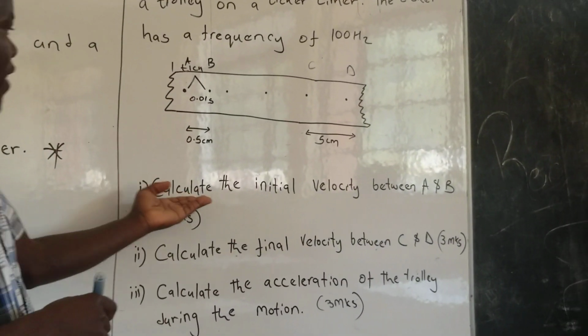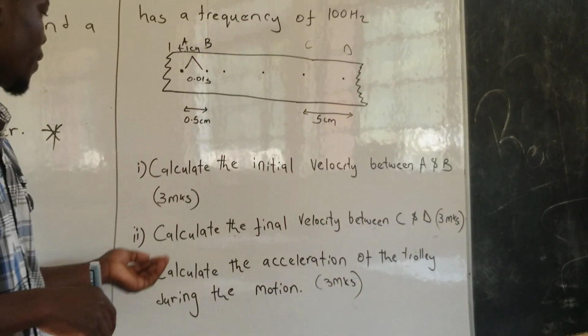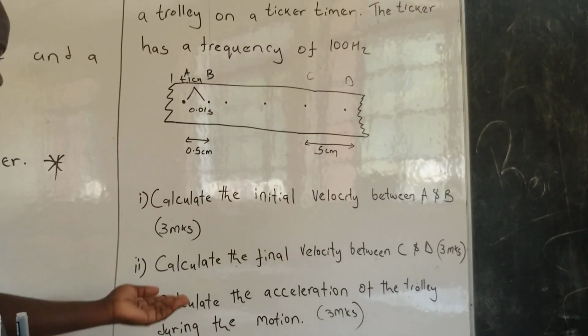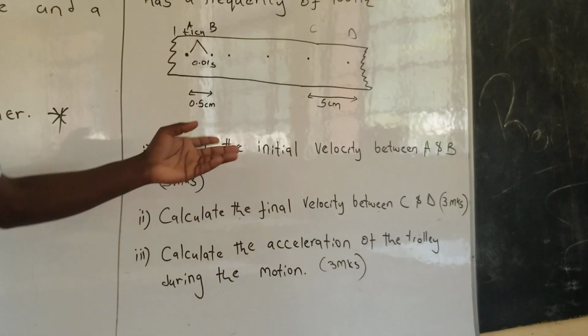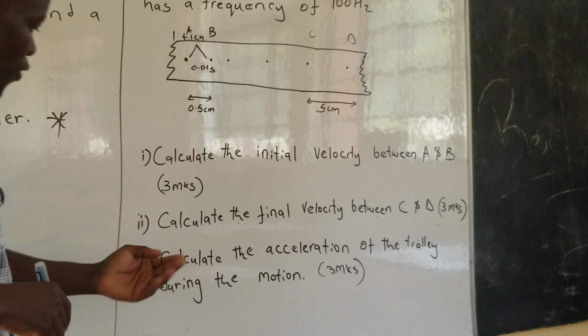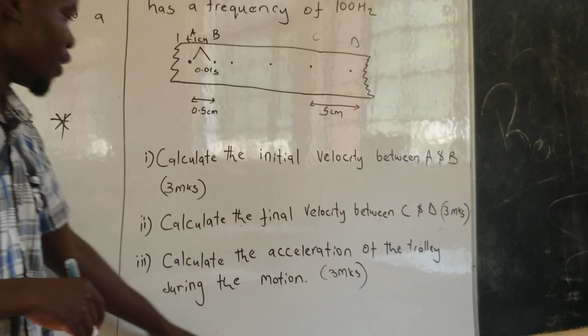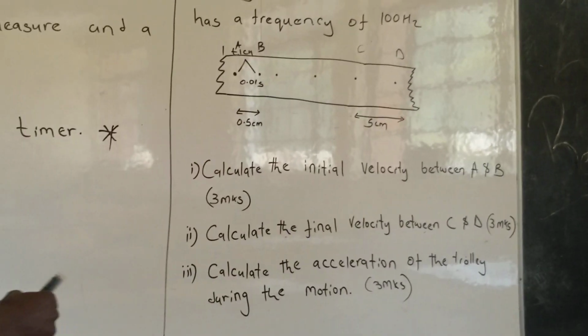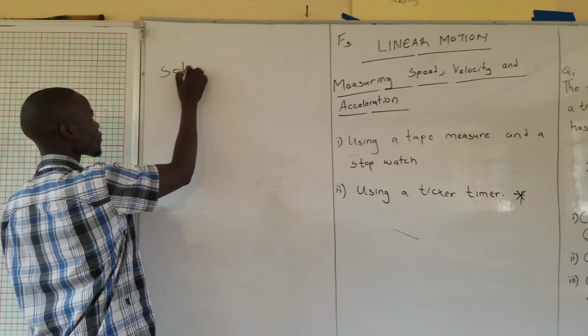The first question here is calculate the initial velocity between A and B. That is 3 marks. The second one here is calculate the final velocity between C and D. Another 3 marks. And finally, we are going to calculate the acceleration of the trolley during the motion. Now, straight away, let us come to the solution part of it.